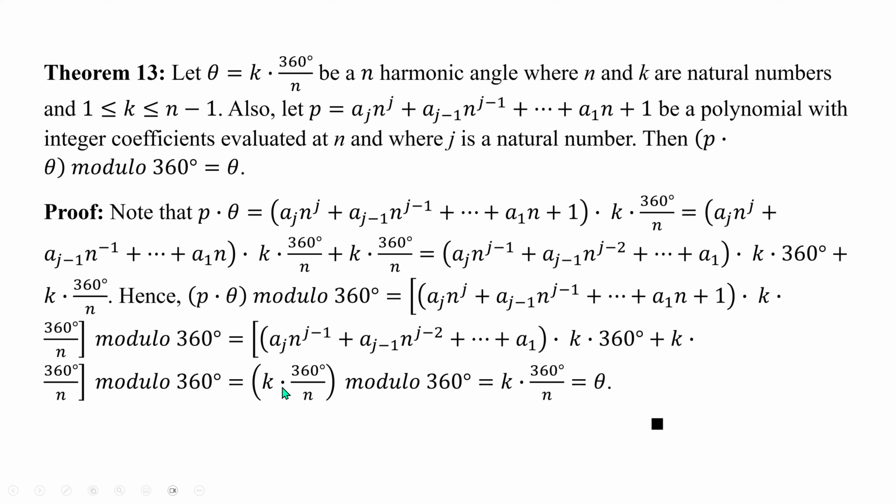But as we pointed out earlier at the top, k, since it's greater than or equal to 1 and less than or equal to n minus 1, k over n is a fraction less than 1. That times 360 degrees gives us an angle less than 360 degrees. So this thing modulo 360 degrees is just k times 360 degrees over n, which in turn is our definition for theta. Okay, and that does it. We proved that theorem.